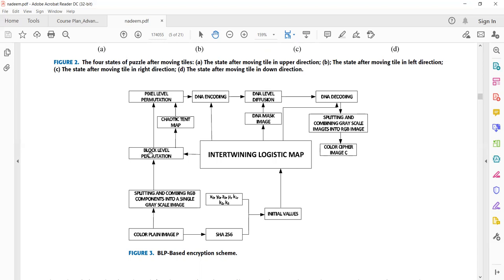One stream is being used for the block level permutation. Second stream is being used for the DNA encoding. And the third stream is being used for the DNA encoding. Apart from that, the DNA mask image is also being used. This is the chaotic tent map, which is facilitating the pixel level permutation. DNA encoding, DNA level diffusion, and this is the DNA decoding. Lastly, we split and combine the grayscale images to get our final color cipher image C.